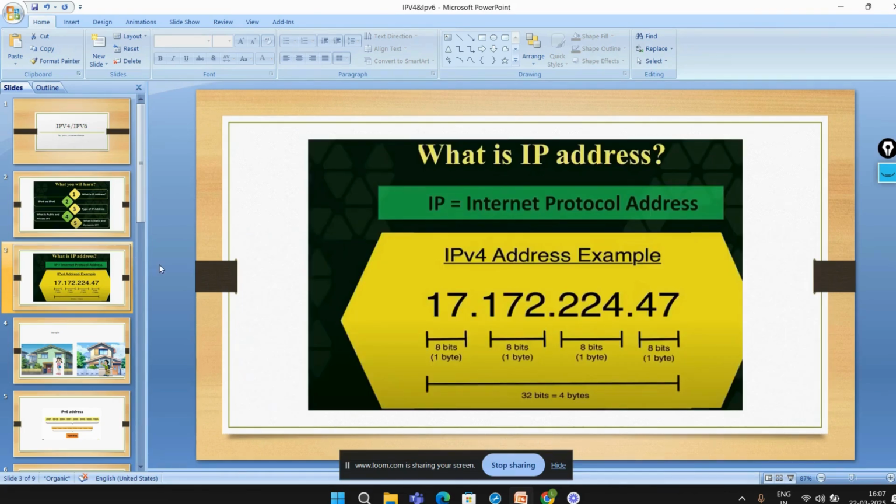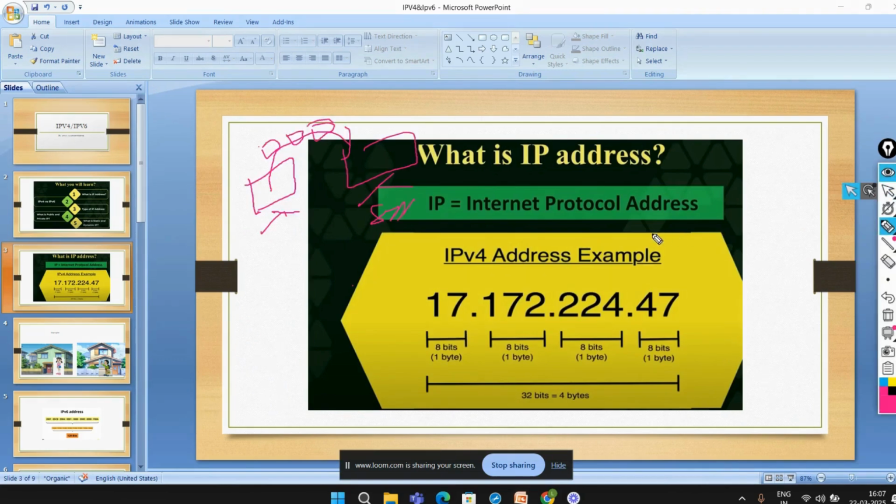Okay. In IP address, there are two types of IP address, IPv4 and IPv6. Right now, we are studying IPv4. So, what is IPv4? IPv4 is Internet Protocol version 4. So, in version 4, the address is divided into four parts. The first part, it's not a random number.